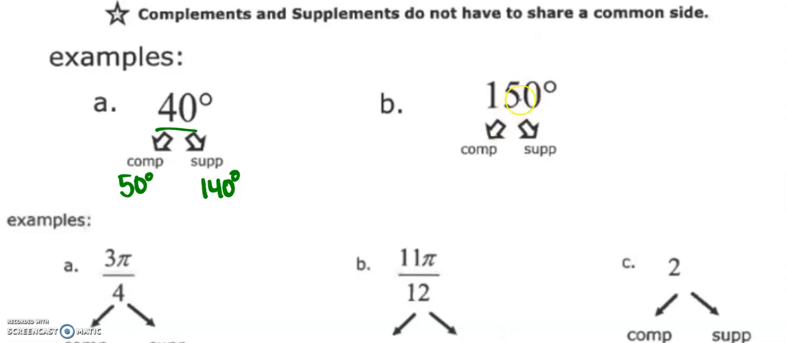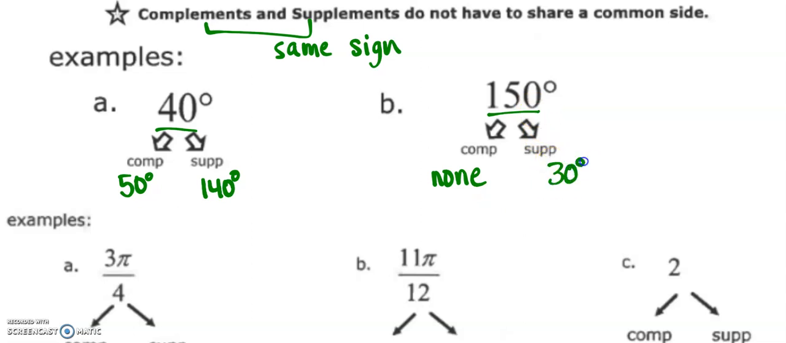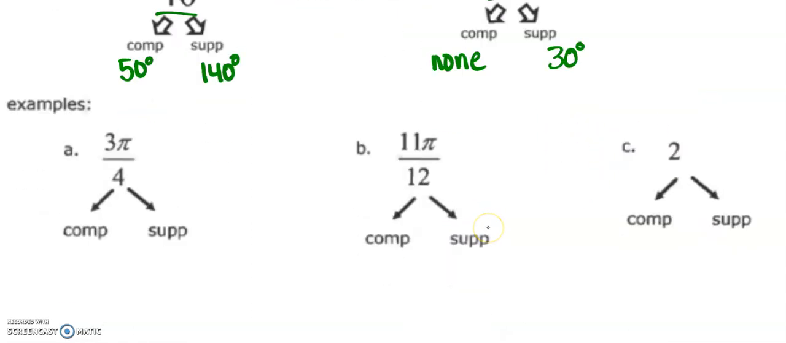Now what about here? Is there an angle you could add to 150 that would get you to 90? Yes, if you did a negative angle, but they have to have the same sign. So they need to be the same sign and have the same direction. So none. No complement exists. Supplement would be 30 degrees. All right? So these next few are in radians. So you may need to think about, is this greater or less than pi over 2 as you're doing each of them. I'm going to give you a chance to try these out.